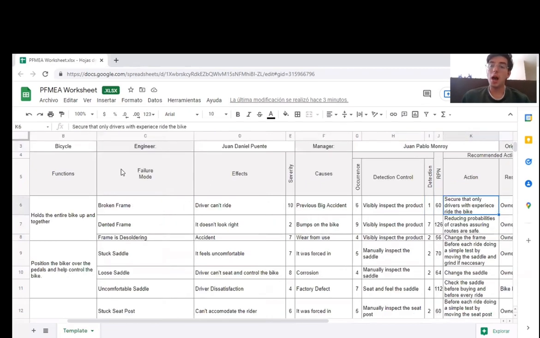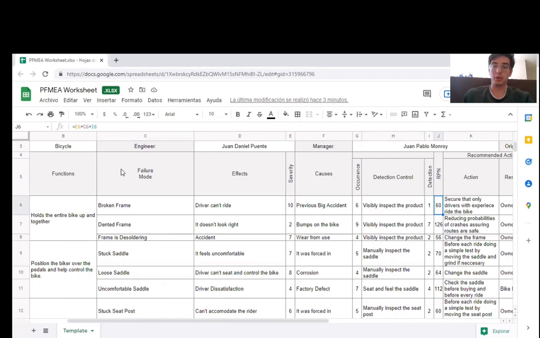The detection control. How can you detect it? By visibly inspecting the product, manually inspecting it, you can feel it, etc. And the detection. Can you see it? It's obvious in this part of the bike. You need to make an inspection. Maybe it can't be detected, so that's a 10.